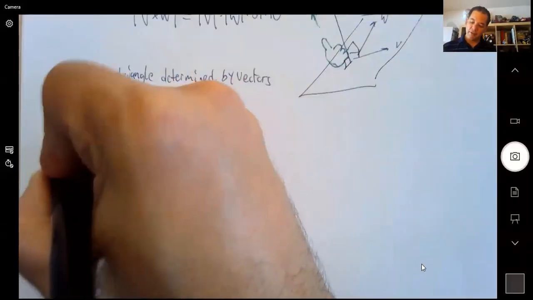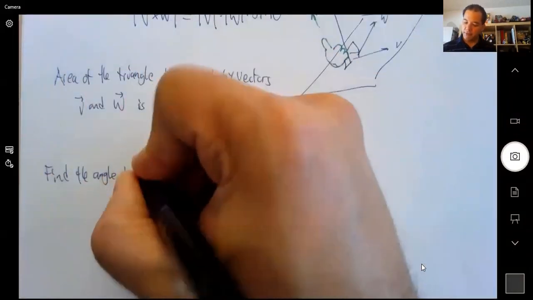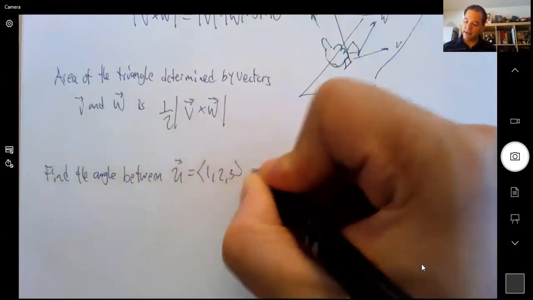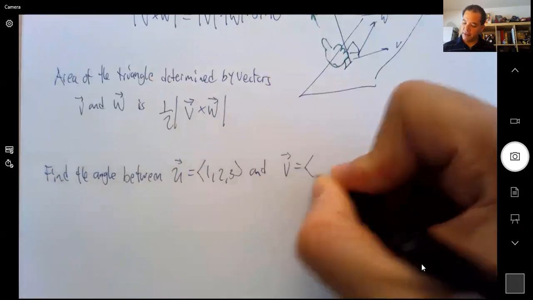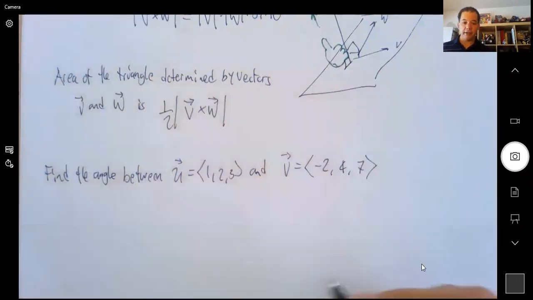I can just invent a problem right now. In fact, let's do it, and we'll do it in 30 seconds or so. It's that easy. Let me show you. Say you wanted to find the angle between, and I just invented it, so it won't be pretty numbers, the vector u, which is 1, 2, 3, and the vector v, which is negative 2, 4, 7. What is the angle between these two?